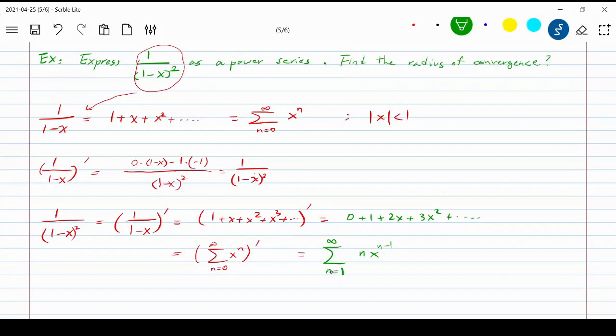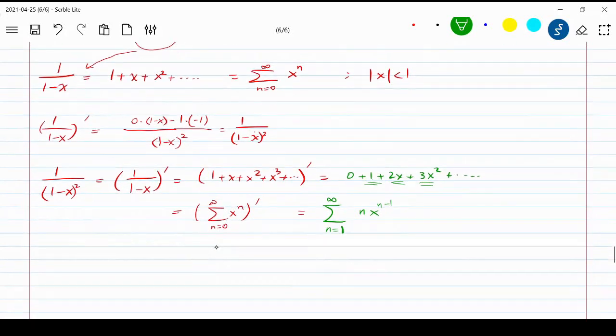So then after that, if you replace n with 1, what you have is 1 times x to the power 0, which is exactly 1. If you replace n with 2, you get 2x to the power 1, that's the next term, and so on, 3x squared. So I kind of found out what is the expression of 1 over (1 minus x) squared in terms of power series. It is summation n x to the power n minus 1, n from 1 to infinity.